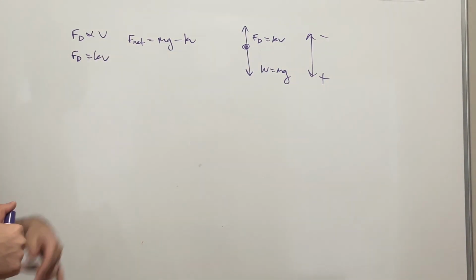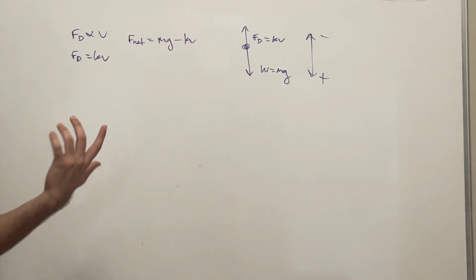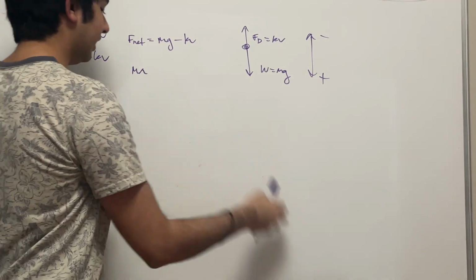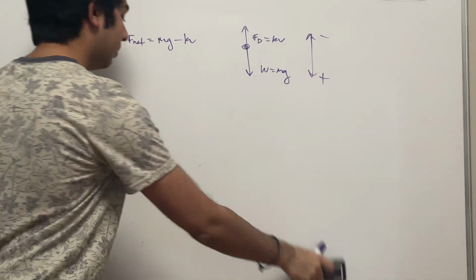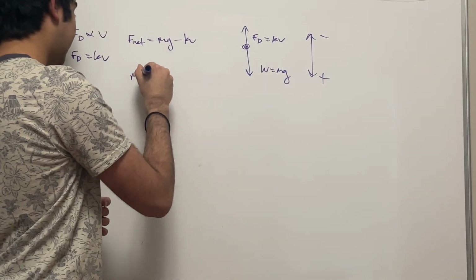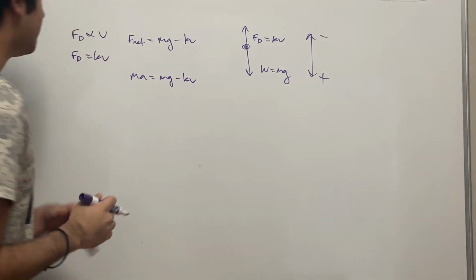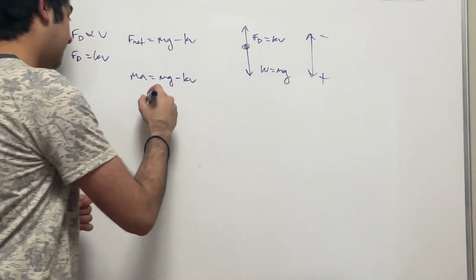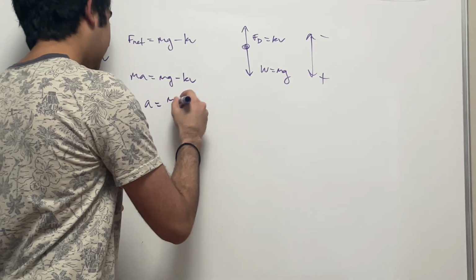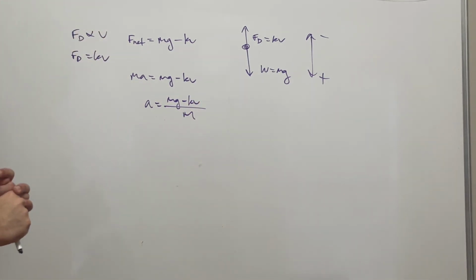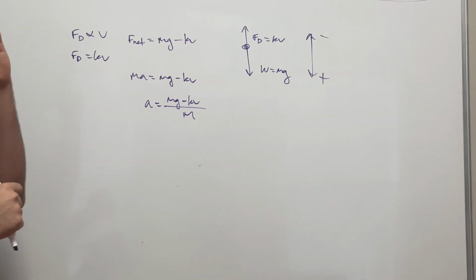Okay, F net. Well, we know that F equals ma, so maybe we'll just put in an ma. Ma is equal to mg minus kV. Maybe solve for a right about here. So a is equal to mg minus kV over m. All right, cool.